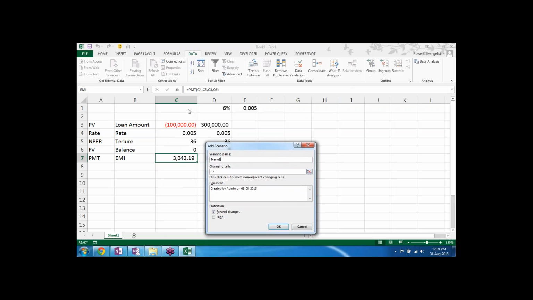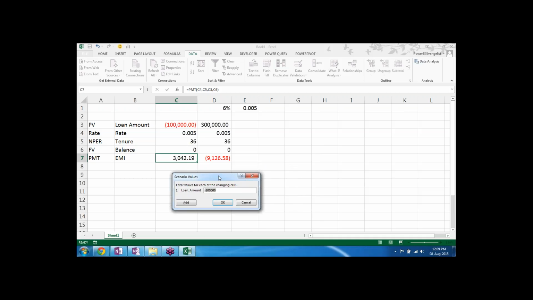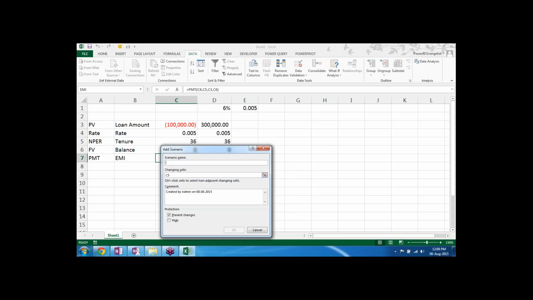So I want the changing cell not to be this one. I say that, okay, instead of 1 lakh, I want to change it to 2 lakhs. So I say changing cell should be this one. The moment I say okay, it is asking for what you want the loan amount to be. So I want the loan amount to be 2 lakh. And I say add. So this is my first scenario.